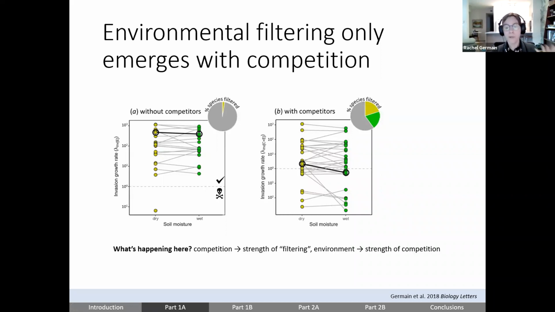So what's happening here? Competition is affecting the strength of filtering that's happening into one environment versus the other. But also the environment is affecting the strength of competition. So it's very much a reciprocal kind of interplay here.